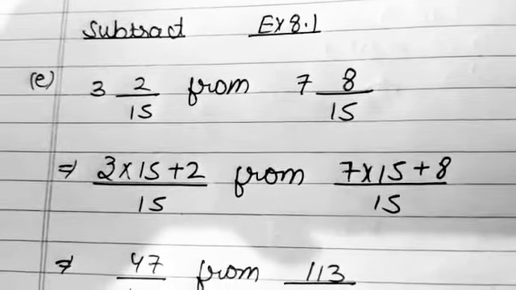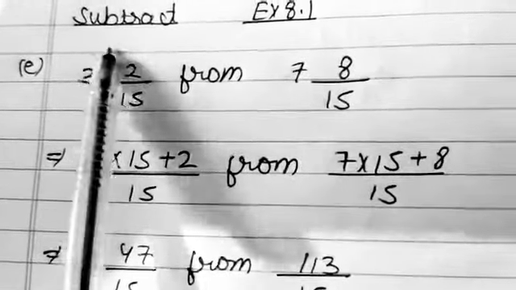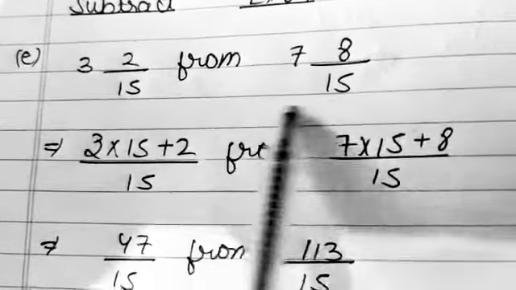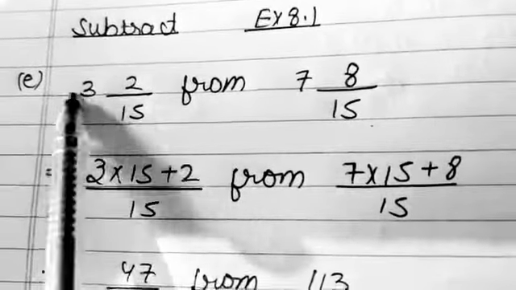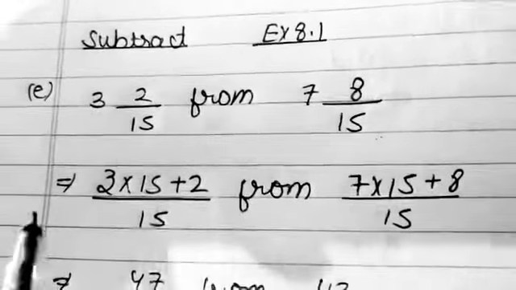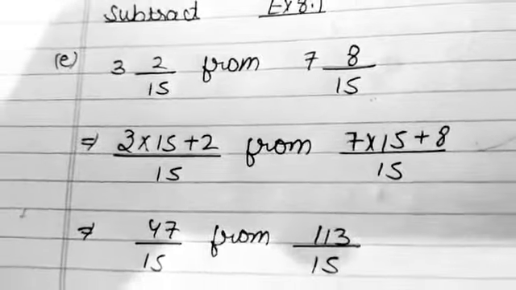Now children, this is exercise 8.1 subtract question E1. Now this was the question. First, whenever it is a mixed fraction, we need to convert it into the improper fraction. So this step, I hope it's clear to you all.